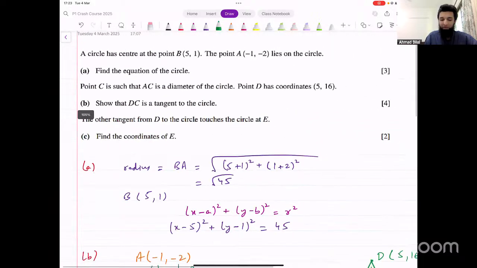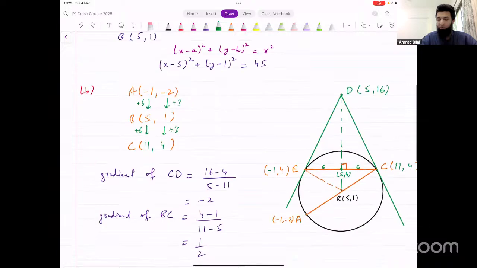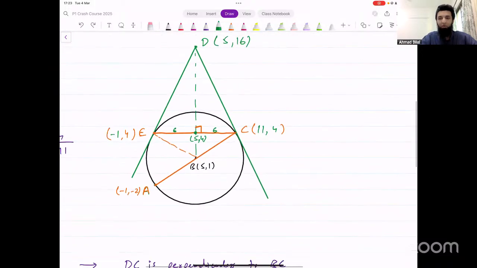You're asked to find the coordinates of E here. It's a 2-mark question. The 2 marks that you have there are only for these coordinates. You can write down the coordinates directly without any working. 1 mark is for the x coordinate and the other mark is for the y coordinate.